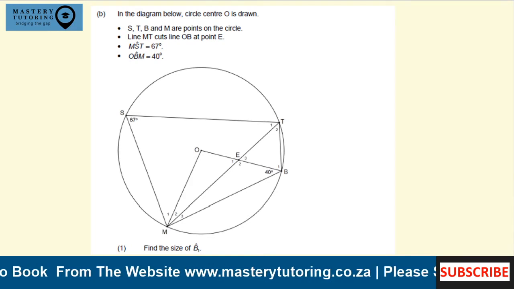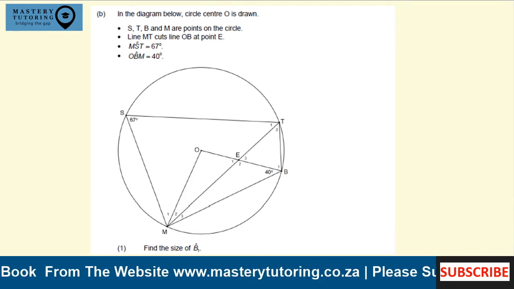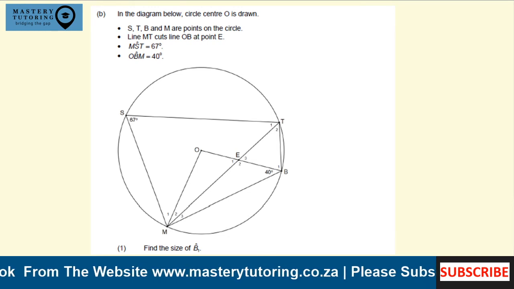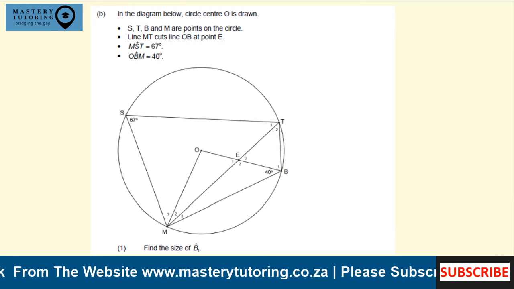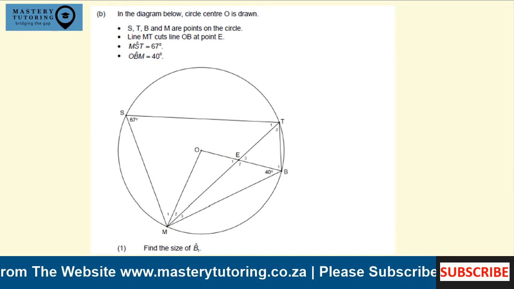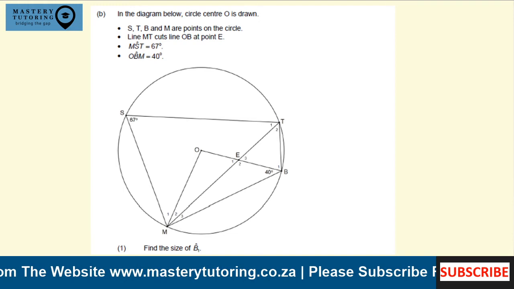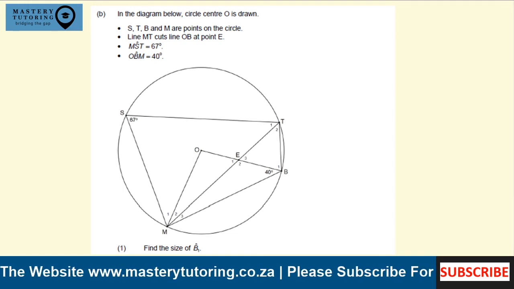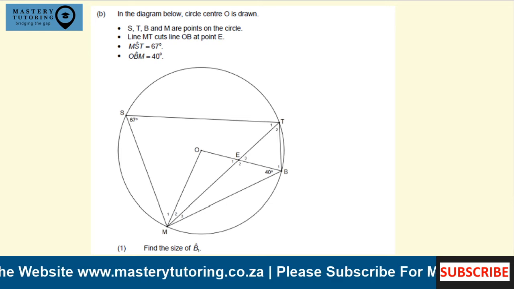Okay, so the question reads as follows. It says in the diagram below, circle O is drawn. S, T, B, and M are points on the circle. Line MT cuts line OB at point E, and angle MST is equal to 67, and angle OBM is equal to 40 degrees. We are required to find the size of angle B1.